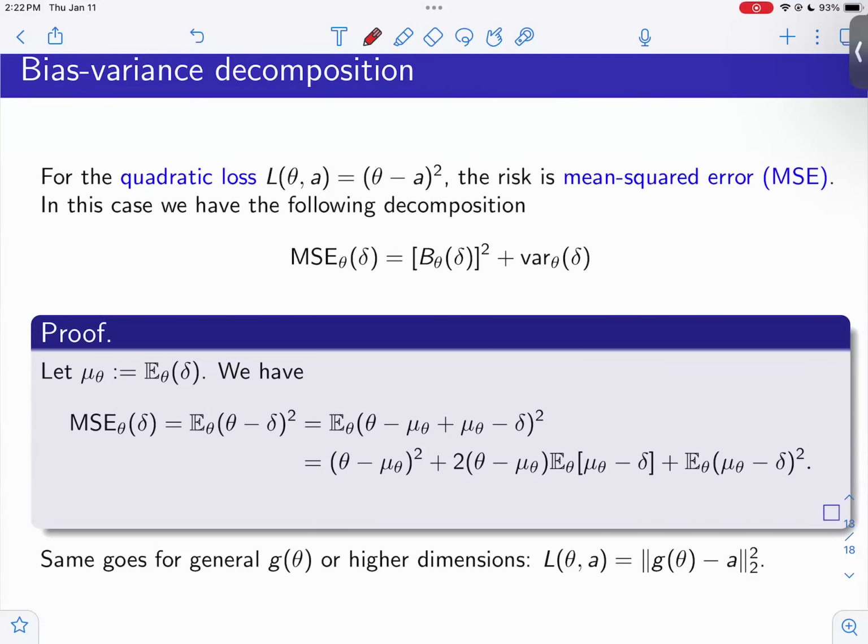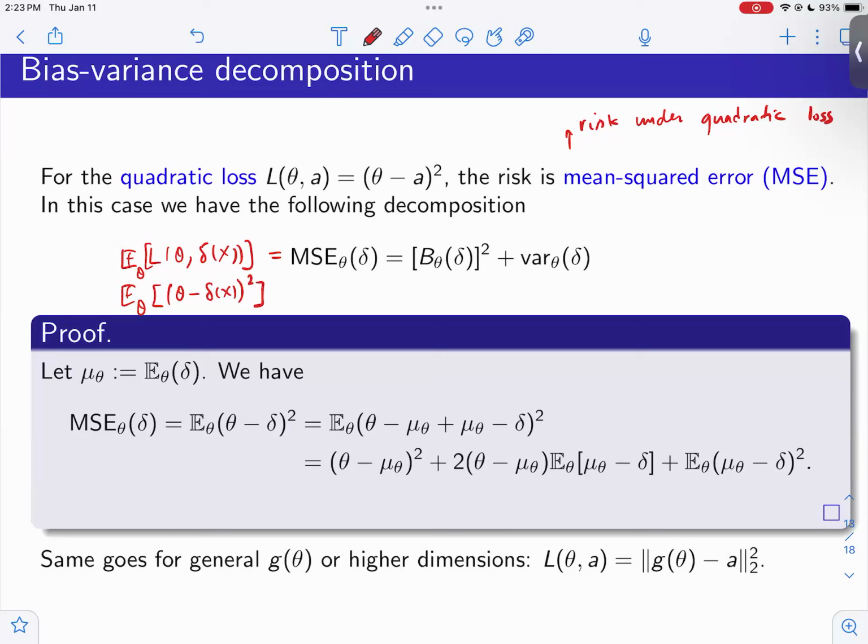So, bias variance decomposition. Now, we have seen this, the quadratic loss. Let's say I'm just estimating theta. Forget about g theta for now. The mean squared error is just the risk under this quadratic loss, right? So this is the expectation of L of theta and delta of x, which is just the expectation of theta minus delta of x squared. Okay, so that's the risk.